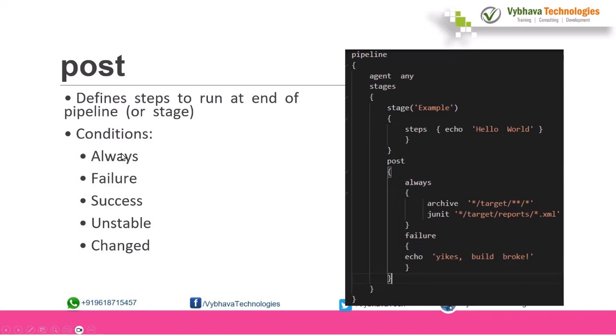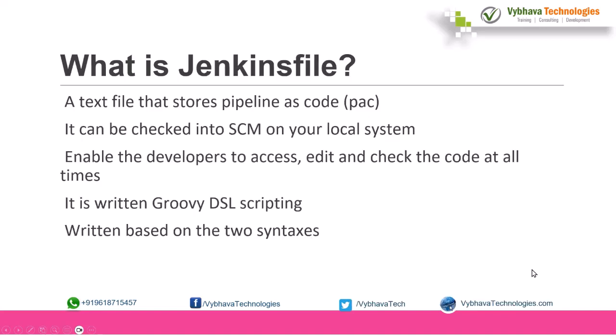Like that, we can have always, failure, success, and unstable. The build is going to have two different situations. When it has failed, that is unstable. When one particular build is successful, that is a stable build. Changes: if something changes on the configuration side dynamically, then you want to handle that in the post section. That is also something we can handle here. Okay, so that is all about Jenkins. I'll come to the Jenkinsfile later, but so far what we have learned is how we can write pipeline code.